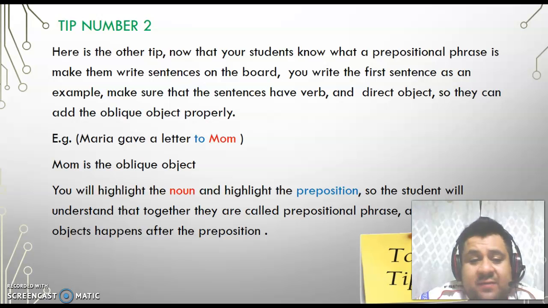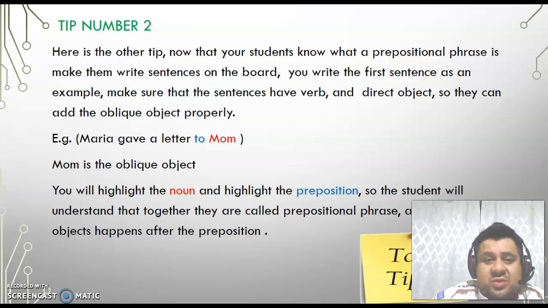Example, Maria gave a letter to mom. Mom is the oblique object. You will highlight the noun and highlight the preposition so the student will understand that together they are called prepositional phrase and that the oblique object happens after the preposition.